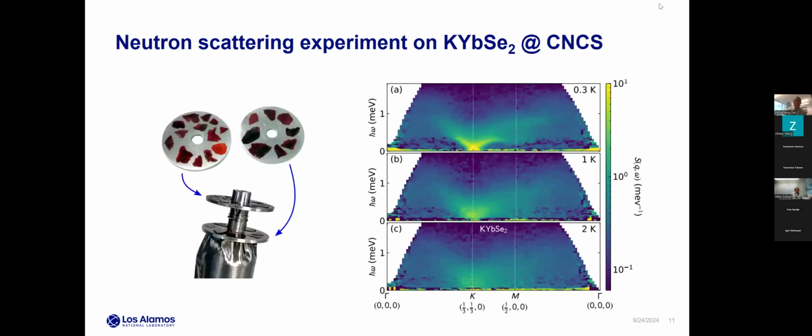Next slide, please. And so I'm a neutron scatterer. So one of the first measurements I did was measuring the inelastic neutron spectrum using the CNCS spectrometer at Oak Ridge National Lab. I co-aligned 20 different crystals on these plates, and the data we gathered is on the right. The 3 different panels show 3 different temperatures, and the x-axis is different cuts through reciprocal space, the y-axis is energy transfer, and the color indicates the scattered neutron intensity.